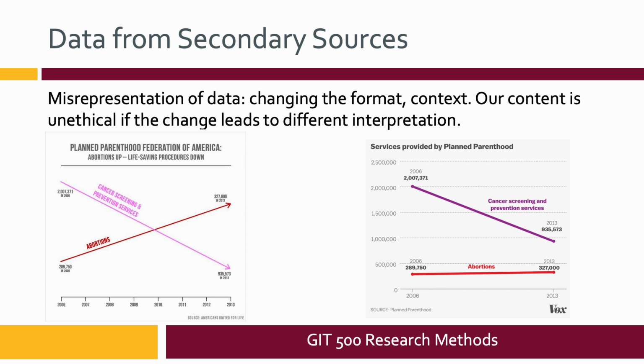Same numbers, but they actually have the values over on the left, and you can see abortions really didn't go up that much. Yes, cancer screening and prevention services went down quite a bit, but abortions relatively did not go up. And so this one on the left totally misrepresents the data. So you have to be careful. That is not ethical either.